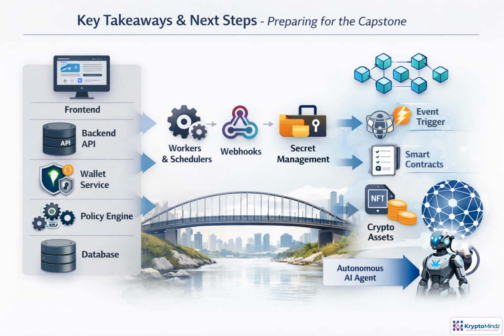Deployment is the bridge from prototype to production. Separate the interface, API, wallet, policy, database, and agent orchestration. Use workers, schedulers, and webhooks for asynchronous blockchain activity, and protect the system with strong secret management. Next, you'll combine these patterns into your autonomous Web3 AI agent capstone.